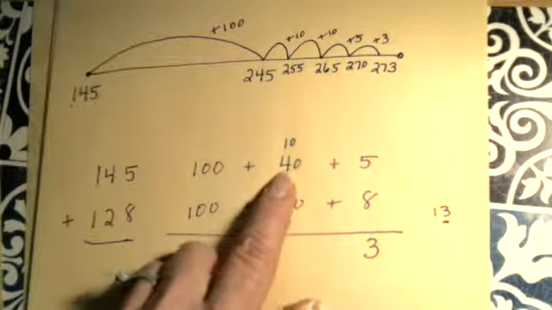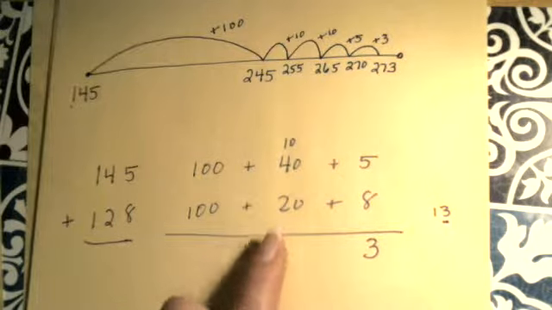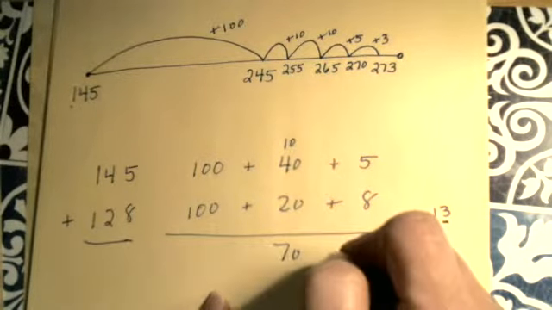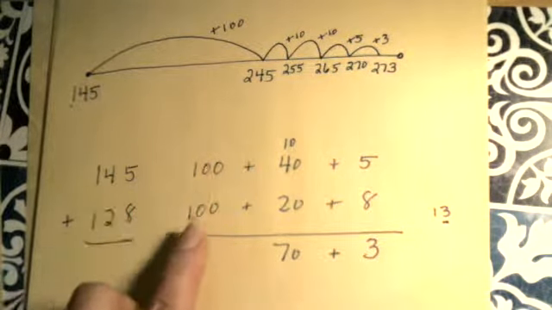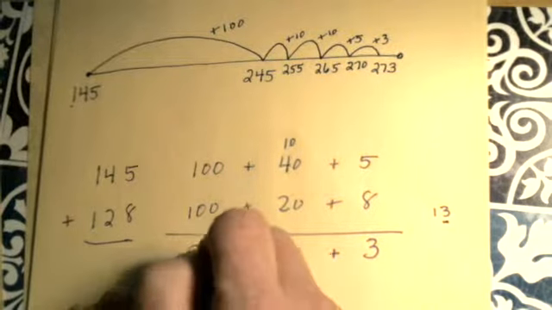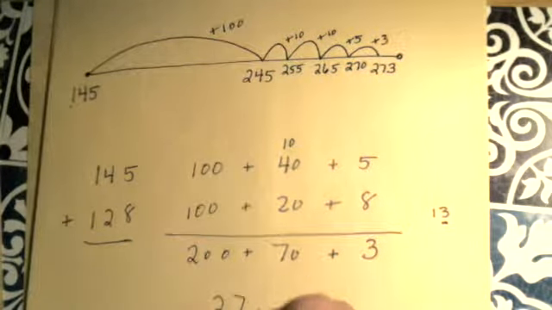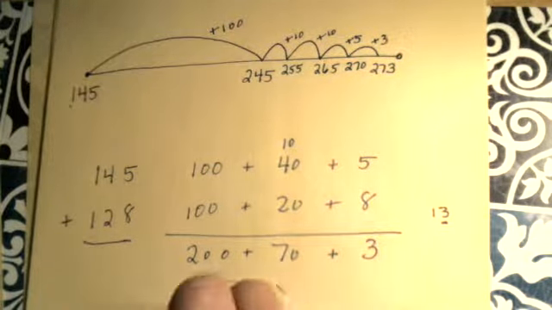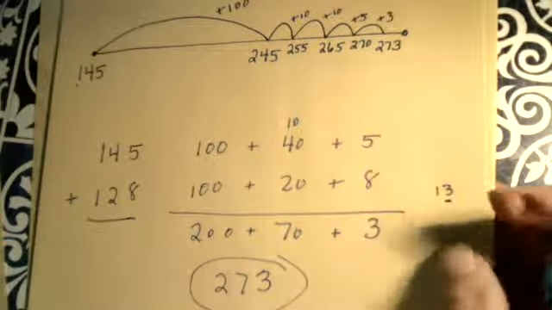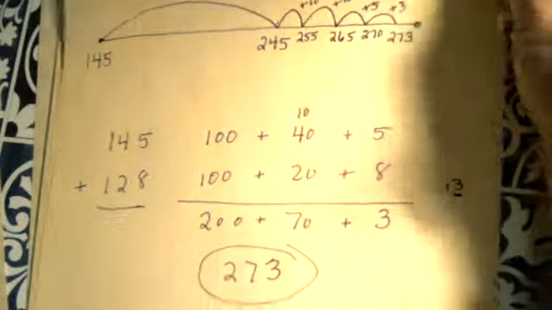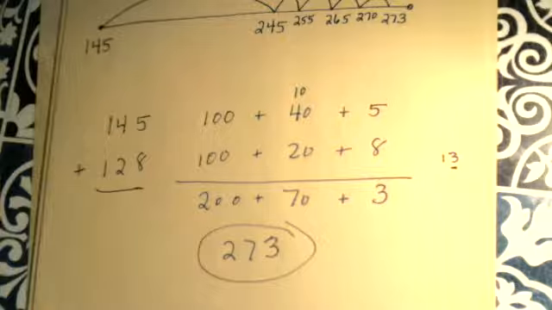All right, so now I have 40, 50, 60, 70. 100 and 100 is 200. I have a 2 in the hundreds, a 7 in the tens, and a 3 in the ones. 273 students. 3 different ways that you can add.